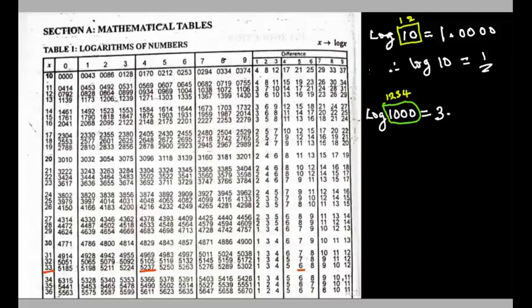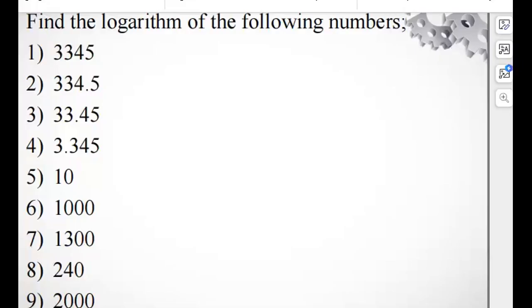This is log of 10 here, and then under 0 is just 0, 0, 0, 0. So that's it. Therefore 3.0000 is the same as saying that log 1000 is equal to 3. That's the answer.